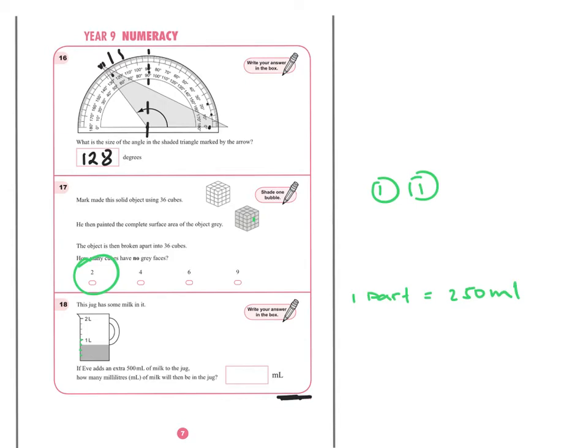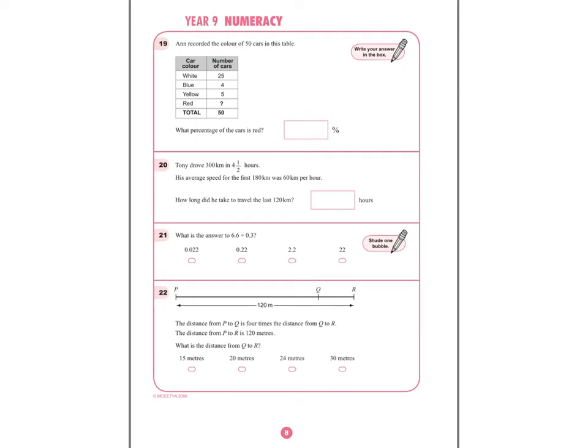If she added 500 mils, then it's adding here 250, because that one is 250, and then adding one more 250. So we can say that now there's going to be 1,250 mils.